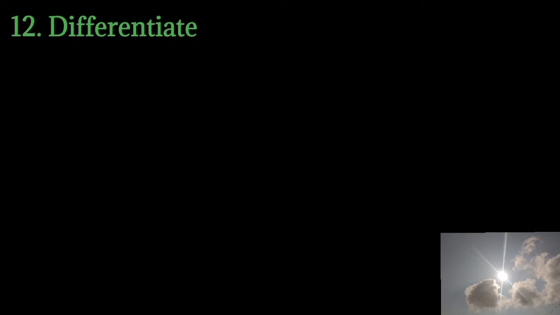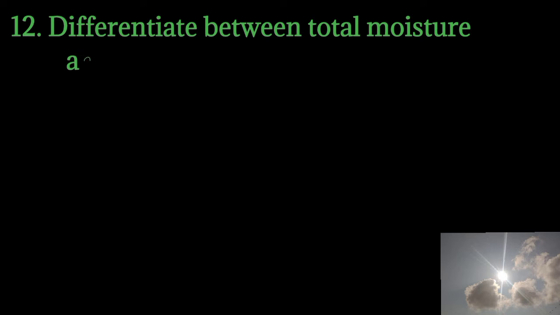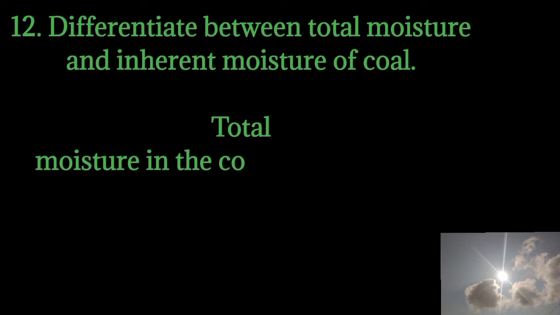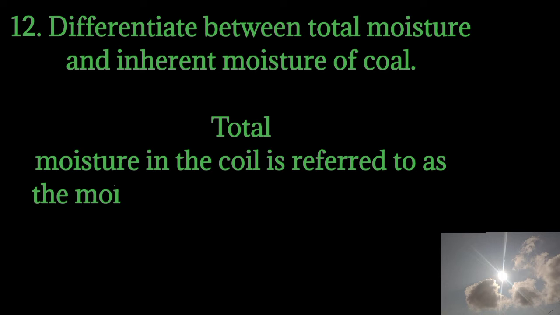12. Differentiate between total moisture and inherent moisture of coal. Total moisture in the coal is referred to as the moisture of the bulk sample, while the air-dried sample is called inherent moisture.